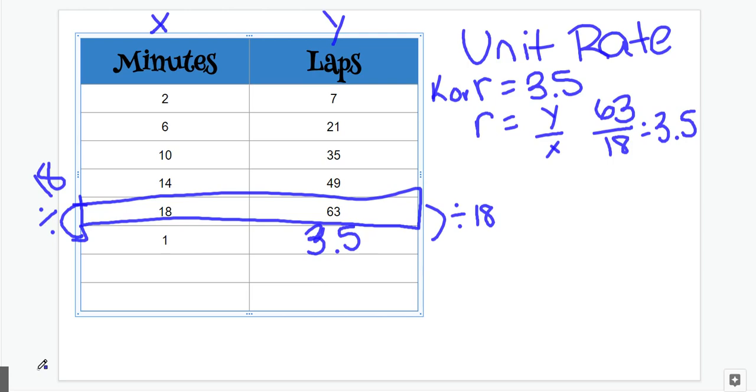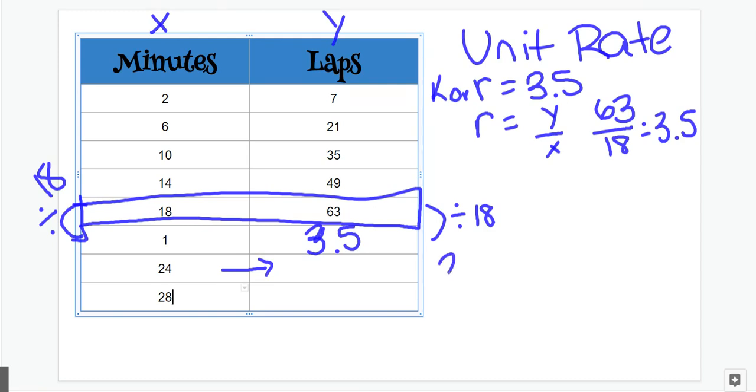So let's just say that our table had the number 24 in there, and it had the number 28 in there. Okay, so in order to find my missing numbers, I would just go left to right. I'm doing multiplication, so we'd use our unit rate for that.